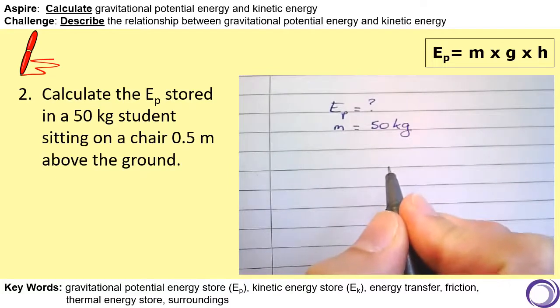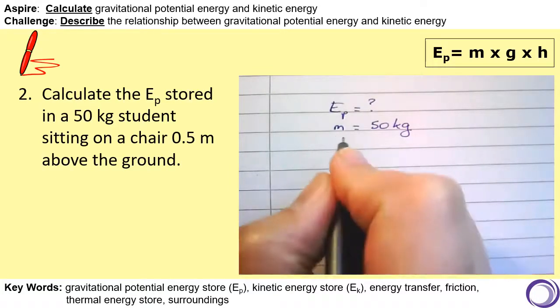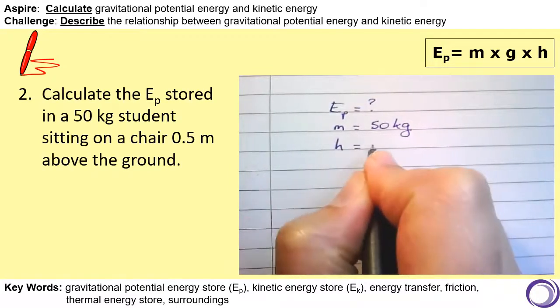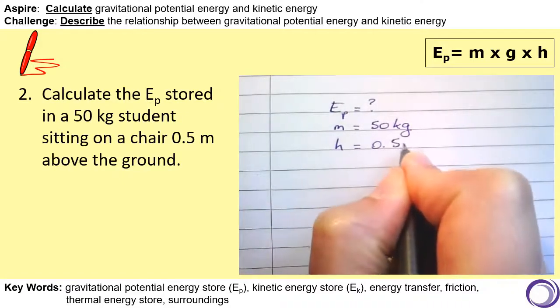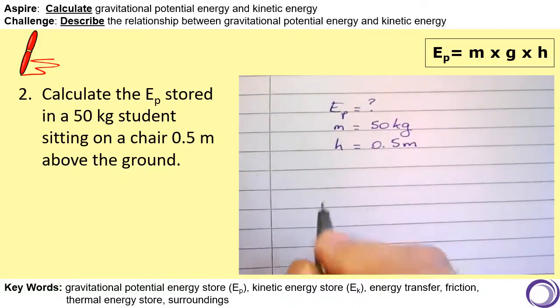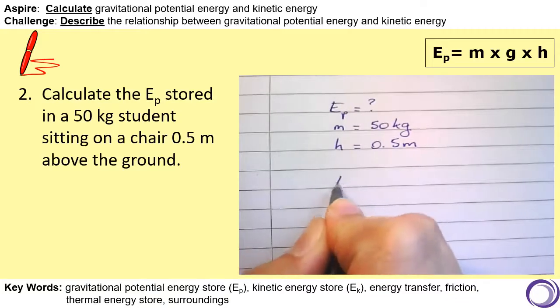And the student is sitting on a chair 0.5 meters above the ground. So that's their height. So the height is 0.5 meters. So let's now write our equation down.